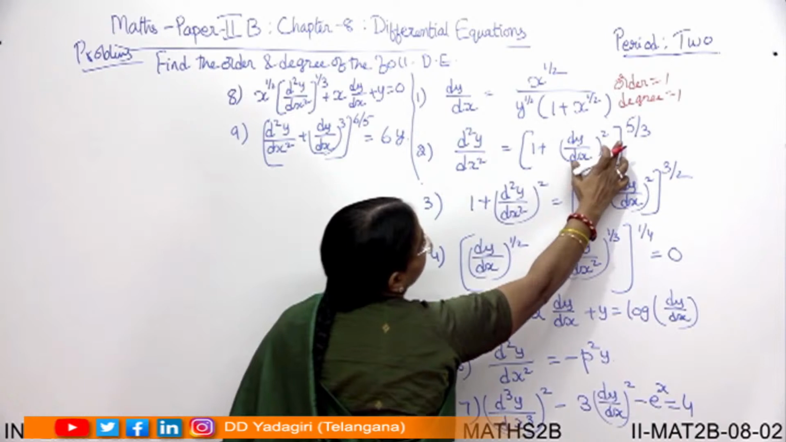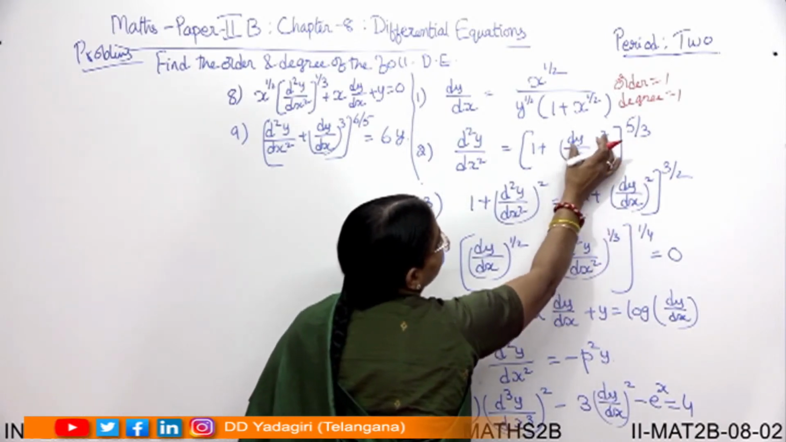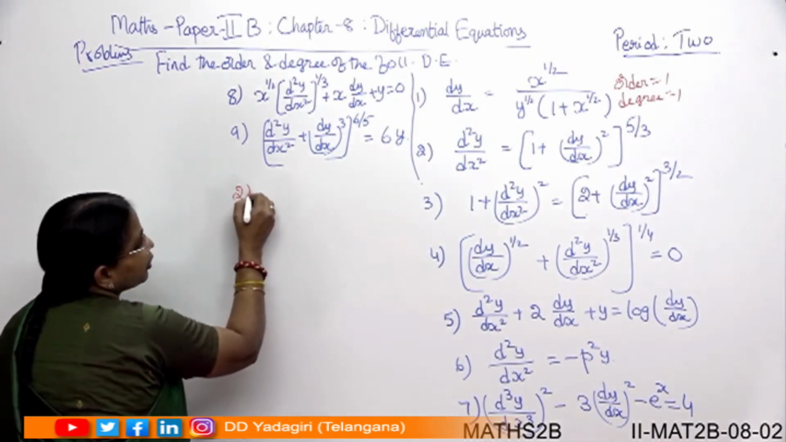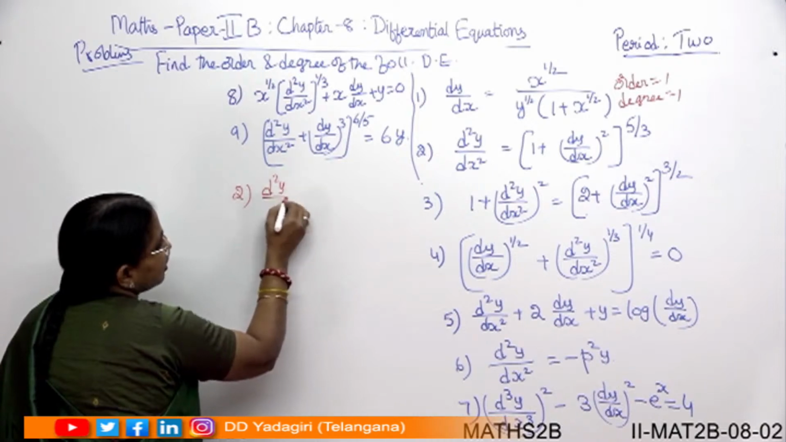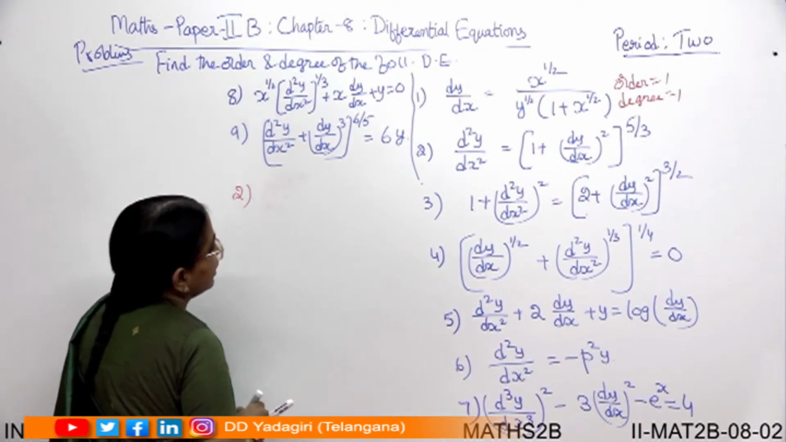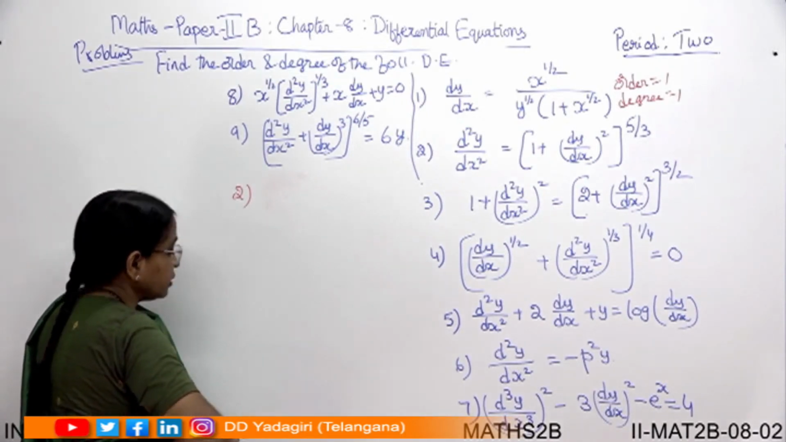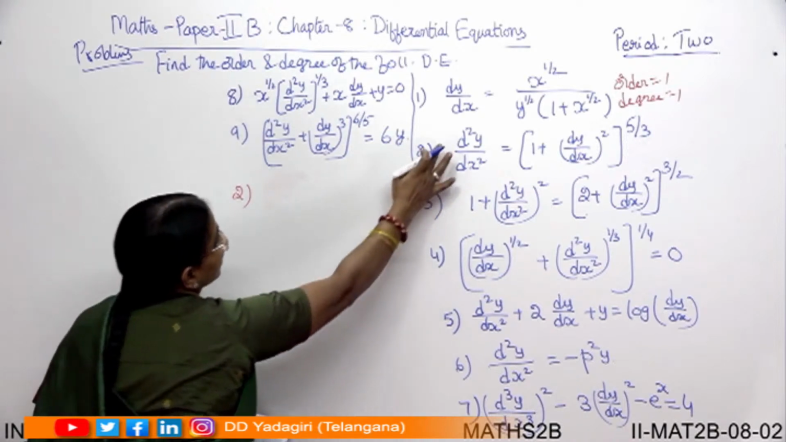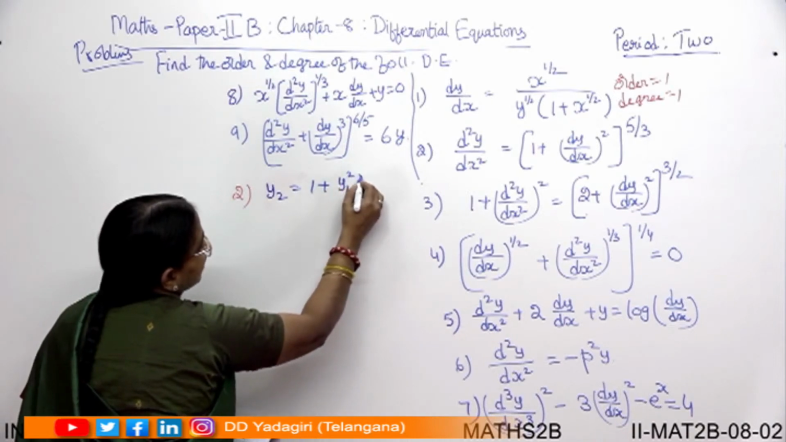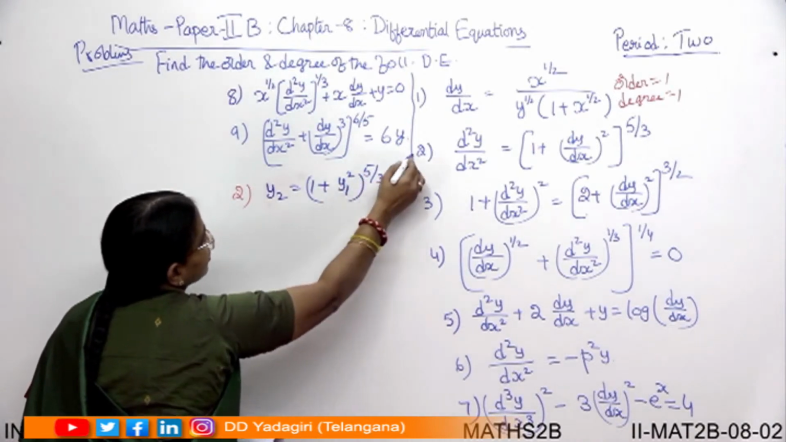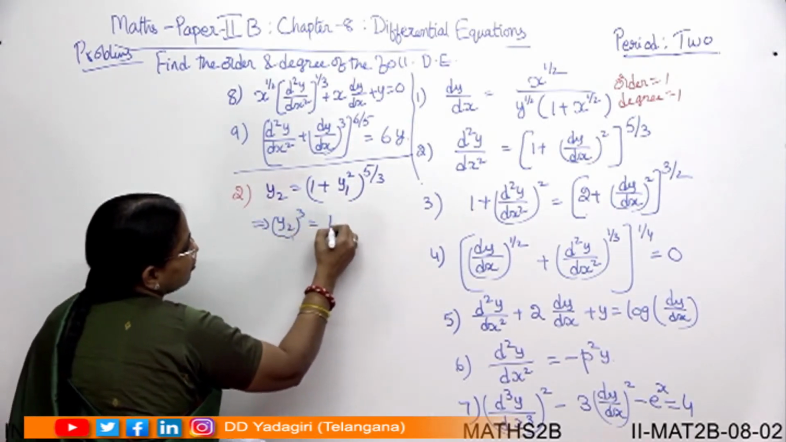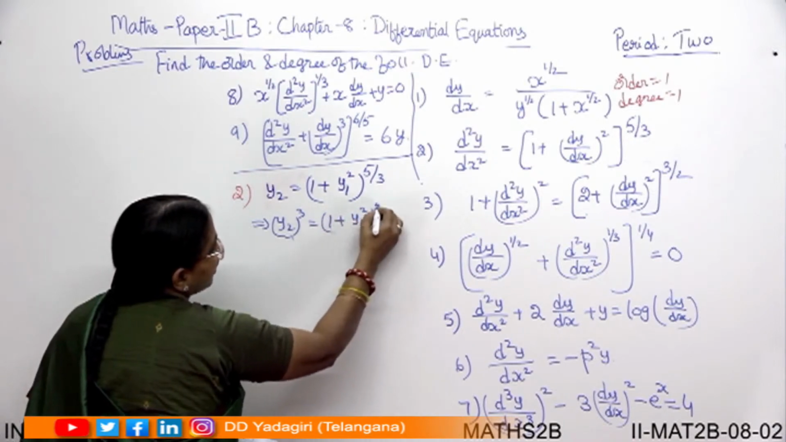Here if you see, you have the power as 5 by 3. For derivative also you have the power as a fraction. So what will you do in the second problem? You will cube on both sides. So d square y by dx square, I'll write as y2, y1 like that. Then it will be easy for us to simplify the equation. So I'll write d square y by dx square as y2 is equal to 1 plus y1 square whole to the power 5 by 3. So now we cube on both sides. So you'll get y2 cube is equal to 1 plus y1 square whole to the power 5.